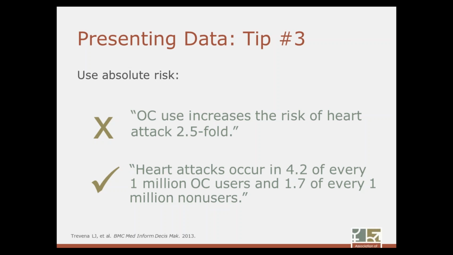But we also recommend that you use absolute risk instead of or in addition to relative risk. So instead of telling a patient that their birth control increases the risk of heart attack 2.5-fold, it's much more clear to say that heart attacks occur in about 4.2 of every 1 million women on combined oral contraceptives, and 1.7 of every 1 million non-users. So there's an increase in risk, but it's still a very small risk to begin with and to end with, even if you double it.